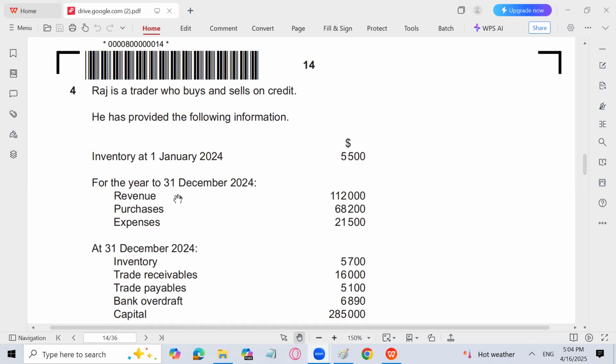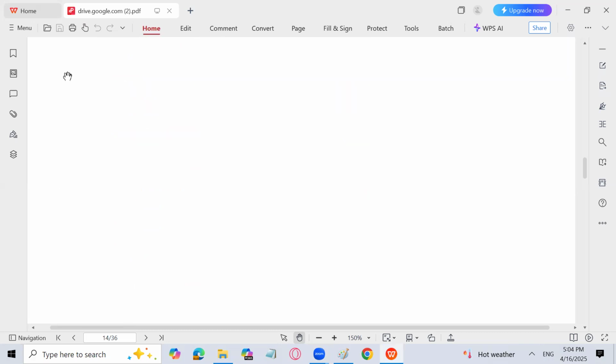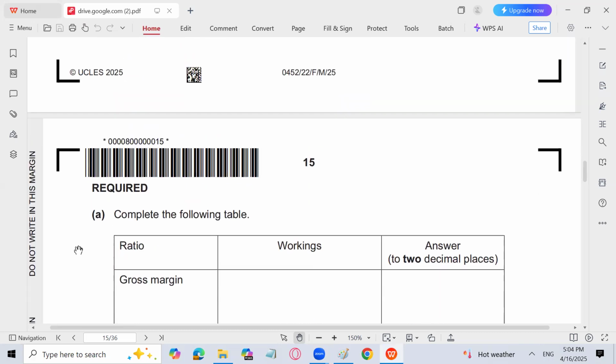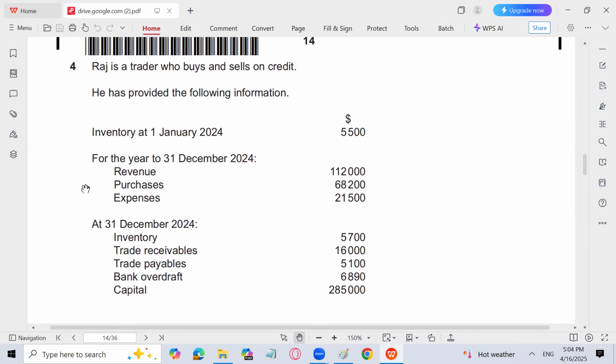Inventory opening is given 5,500. Revenue, purchases, expenses are given. Inventory closing, trade receivable, trade payable, bank overdraft, capital. You have to calculate gross margin. Margin and markup: margin is always calculated on sales. Markup is calculated on cost of sales.